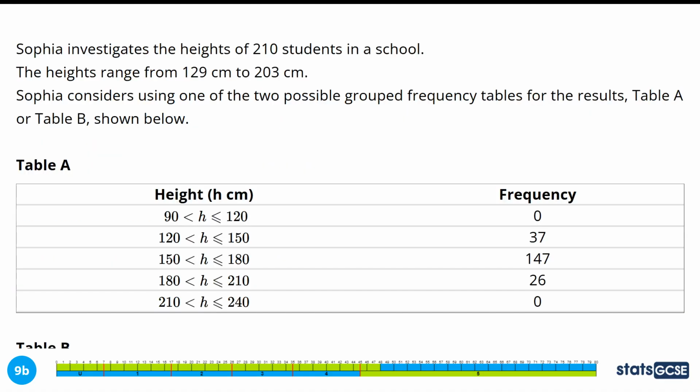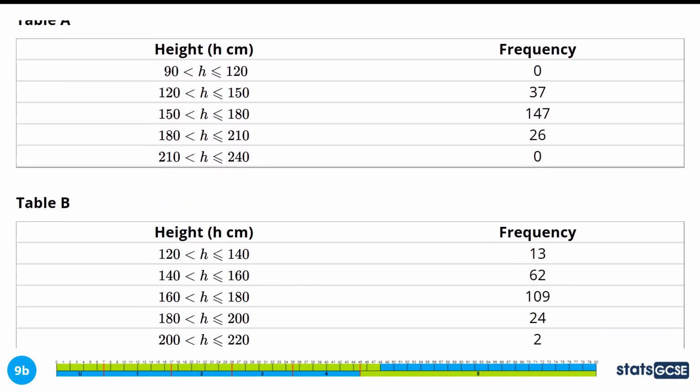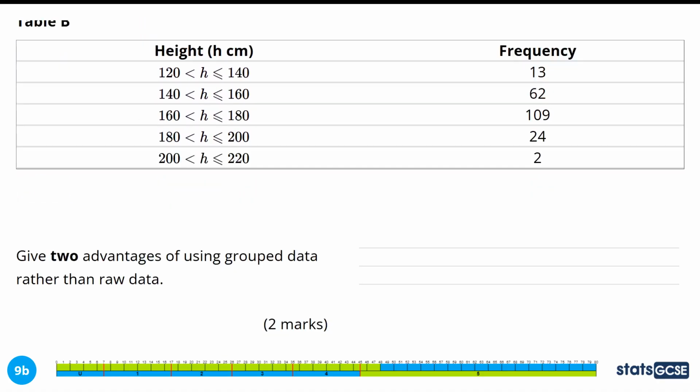Sophia investigates the heights of 210 students in a school. The heights range from 129 centimetres to 203 centimetres. Sophia considers using one of the two possible group frequency tables for the results, Table A or Table B shown below. Give 2 advantages of using grouped data rather than raw data.